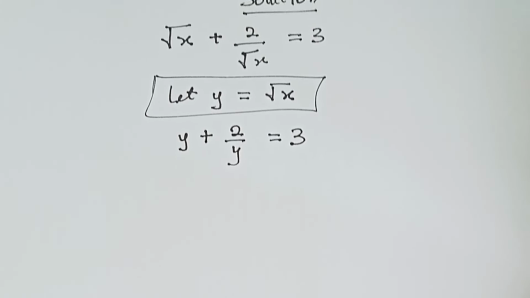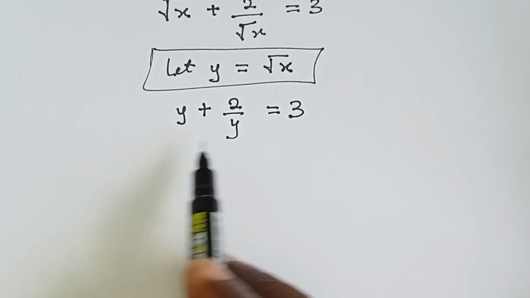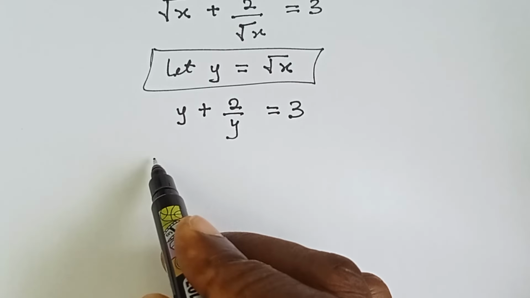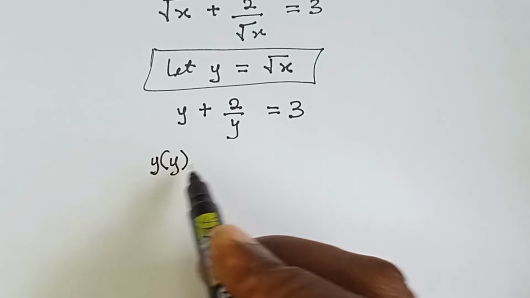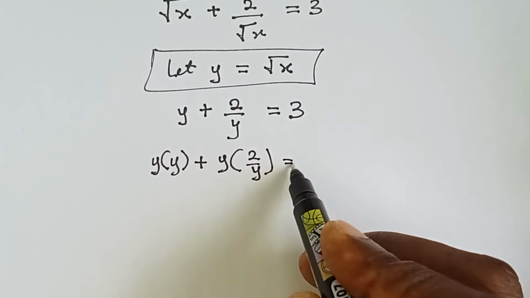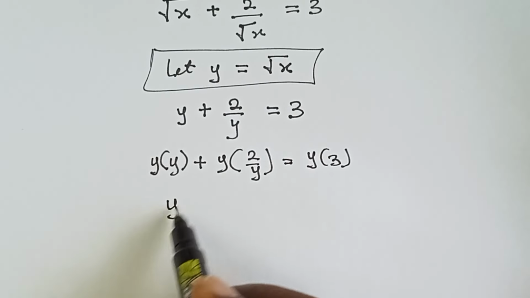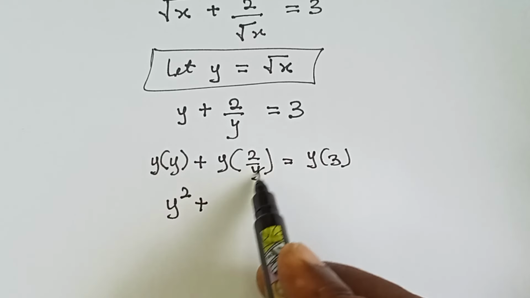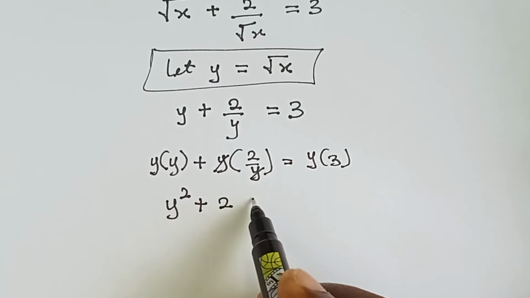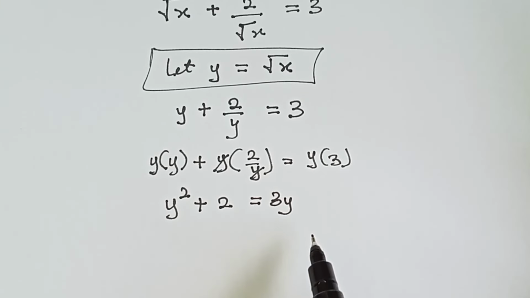Now what do we do? We can multiply through by y so that we have a linear equation. So we multiply this by y, we multiply this by y, and we also multiply this by y. Now y times y, we have y squared. This y, we cancel this y, we have 2, and then we have 3y. So this is a quadratic equation.